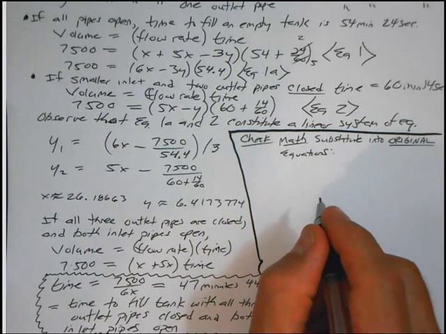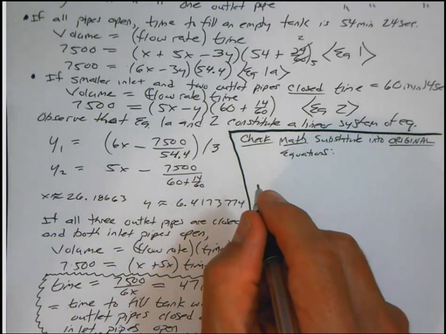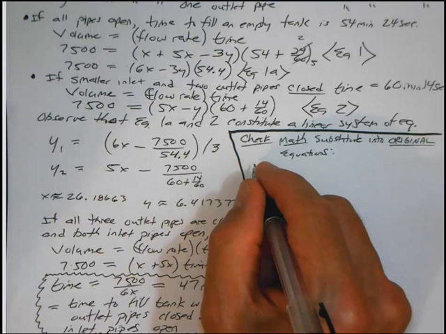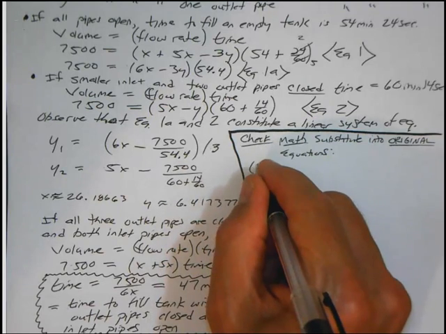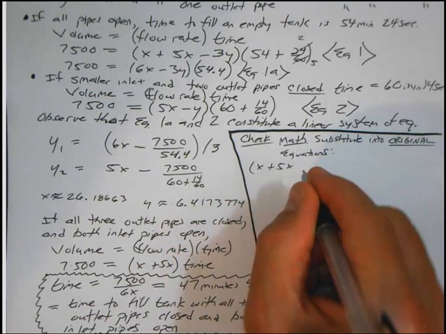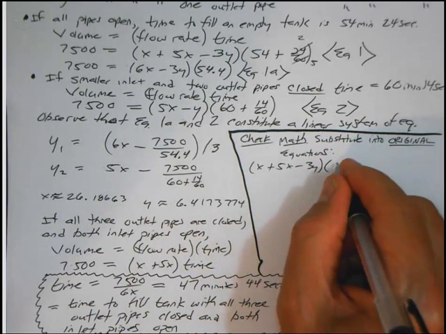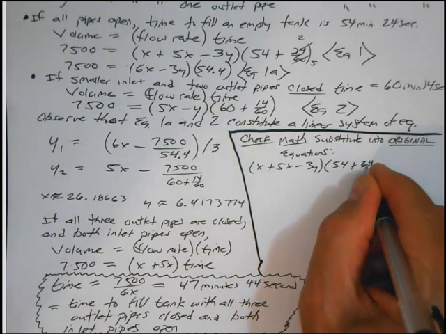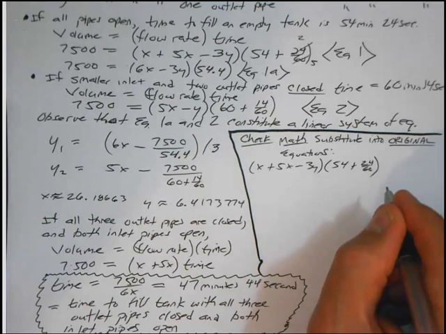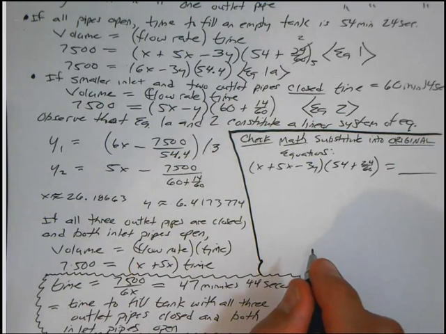Okay, so go back to equation 1, and the right hand side has all the variable items in it. So let's check out this side here. This means we need to take a look at (x + 5x - 3y) times (54 + 24/60). Get a number there. Hope to see 7,500.